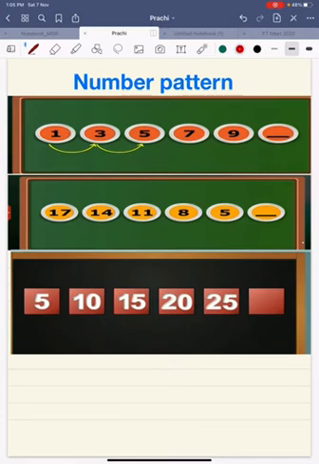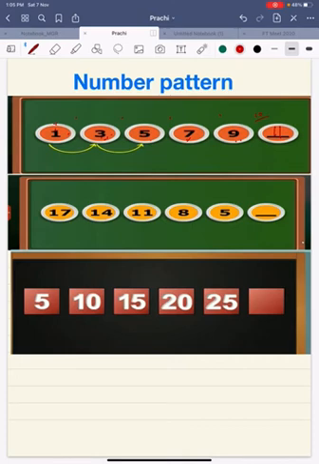1, 3, 5, 7, 9. So what number will come in the next blank? You can see how many numbers we are jumping. So 1 is written here, 2 is missing, then we wrote 3. So 3 is here, 4 is missing, then 5. 6 is missing, 7. 8 is missing, 9. Then after 9, 10. We will not write 10 here. We will skip 10 and write here 11.